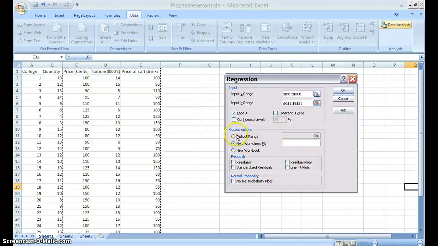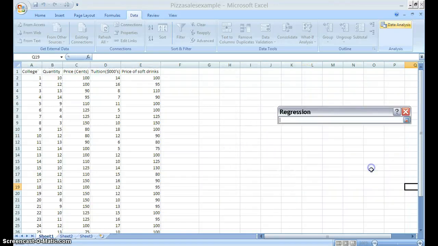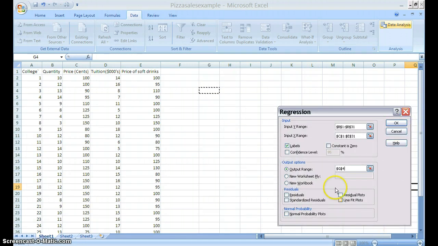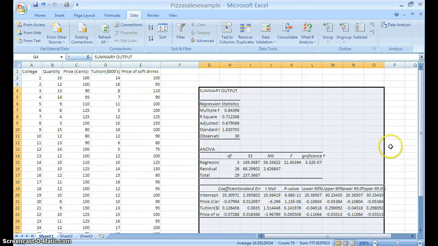Now I'd have to say where I want to print the chart, so I'm going to say, put it on this sheet right here. I pick output range, and I pick a place where I'd like the chart to show up, let's say there. And then I say that my confidence level, I'd like 95%. I'm ready to go. And there is my ANOVA diagram.